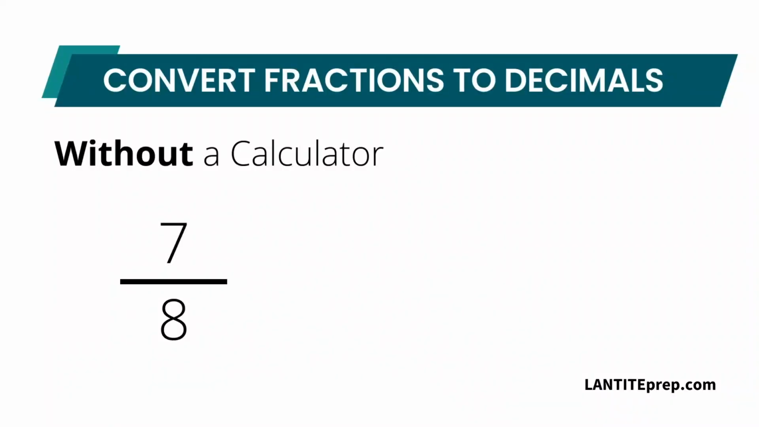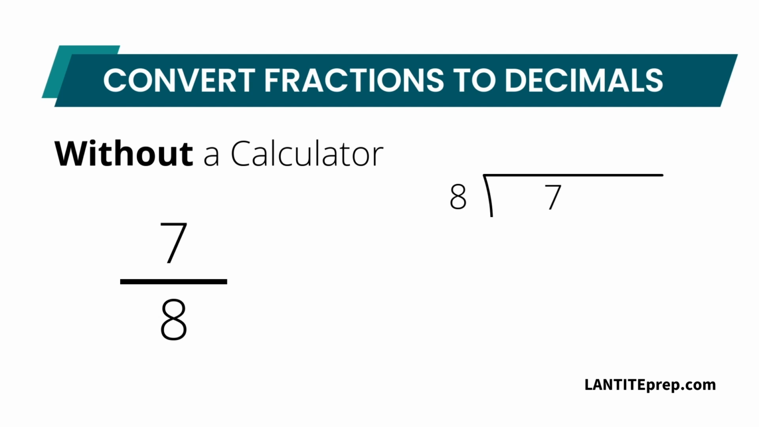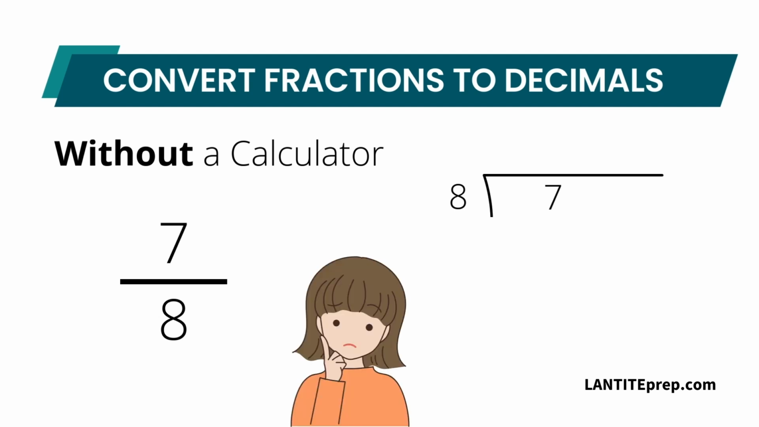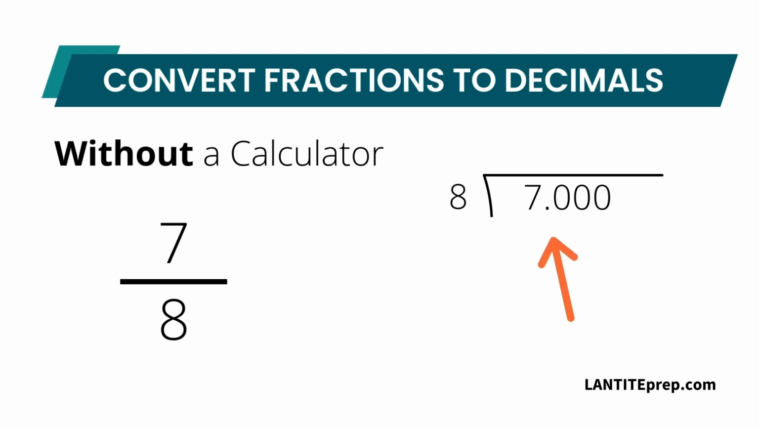Starting with 7/8. Remember, this really just means 7 divided by 8, so that's exactly what we'll do. I first write 7 divided by 8 into the long division format. But then, I notice that 8 can't evenly go into 7 one time. So what I'll do is simply add zeros after the decimal point. Now, I can carry on as if this were 7,000 divided by 8. I'll just have to remember to add the decimal point in at the end.